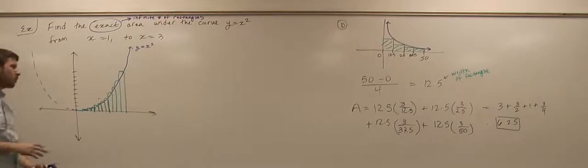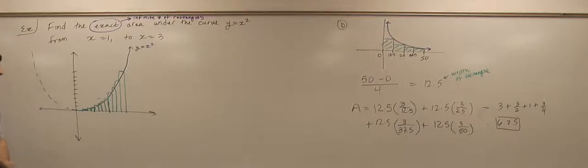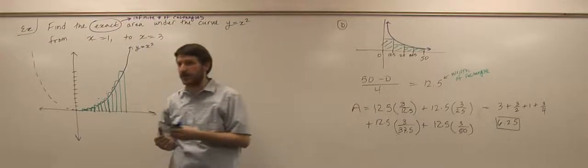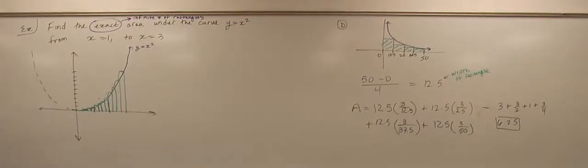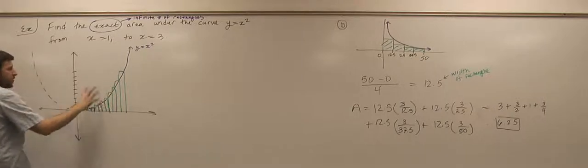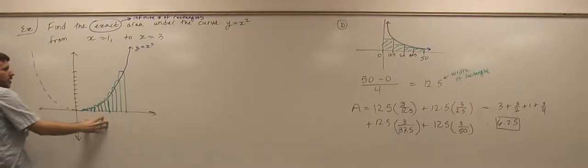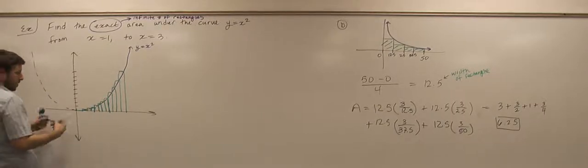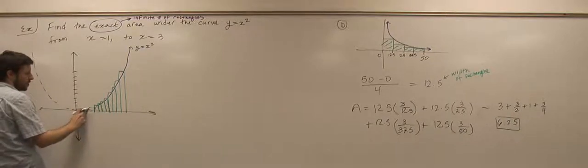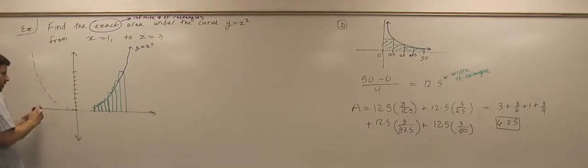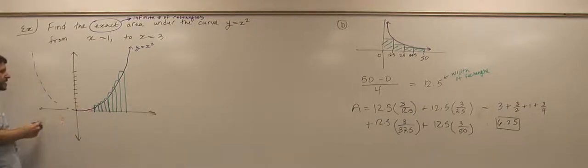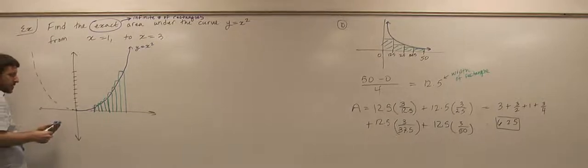I'm going to design everything the same way, but I'm just going to do it with n rectangles instead of 4 rectangles. And then I'll take n to infinity. So for example, I want to find the area under this curve with n rectangles. Well, what's the width of each one of my rectangles going to be? I want to go from 1 to 3. So from 1 to 3, if I want to use n rectangles, what's the width of one of my rectangles going to be?